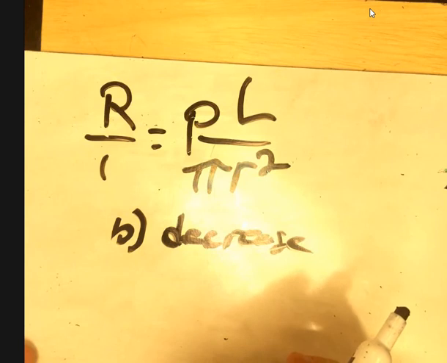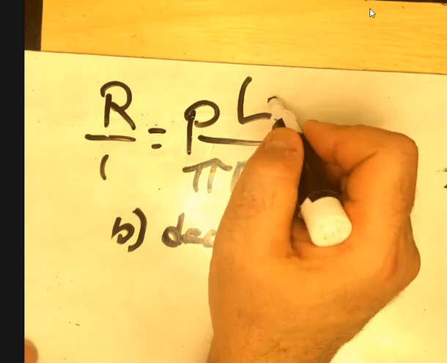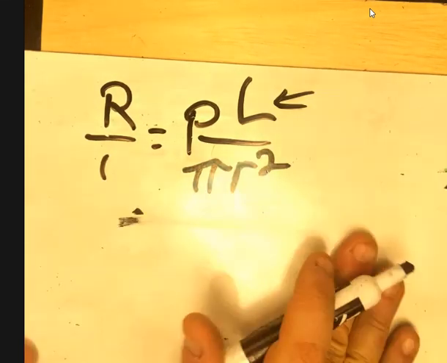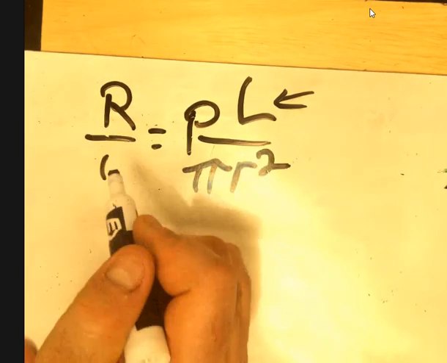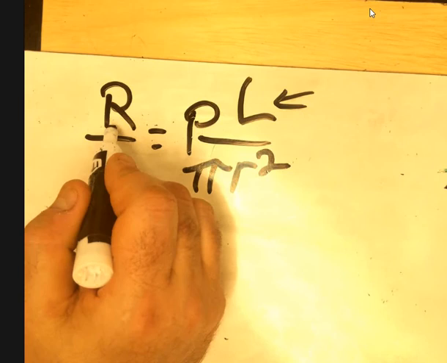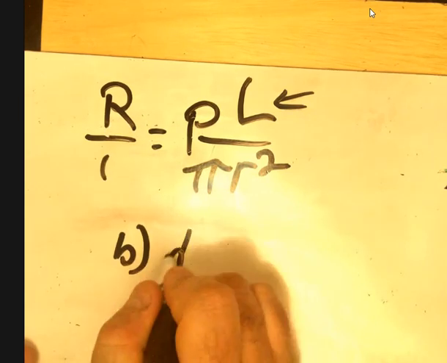Number 5, if you cut a wire to be shorter, what happens to the resistance? If you cut a wire to be shorter, the L value is going to get smaller, and the L is on top just like the resistance. So if that gets smaller, the resistance gets smaller. Number 5 is going to be B, decrease as well.